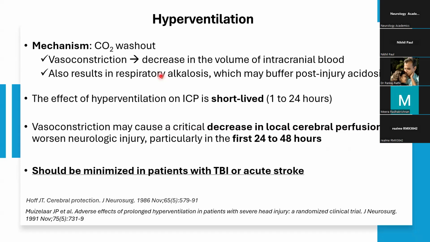Some of the issues is that, logically speaking, when we give hyperventilation and there is vasoconstriction, we are further decreasing the available blood supply to the infarcted areas. So vasoconstriction can decrease the local cerebral perfusion and worsen the neurological injury in the first 24 to 48 hours. And hence it should be minimized in patients with acute stroke or traumatic brain injury. And also the effect of hyperventilation is varied and short-lived.